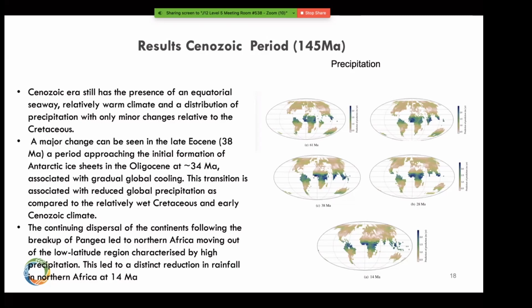What you've also got here, I think you can see, is the emergence of these ice sheets at the bottom, and that was associated with global cooling. Basically what you've got is the continuing dispersal of the continents following the breakup of Pangaea.